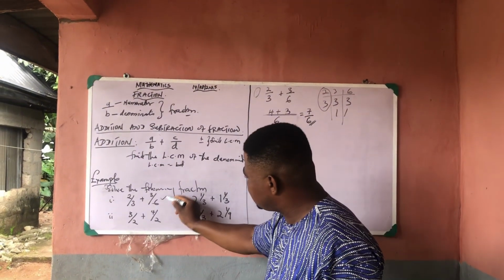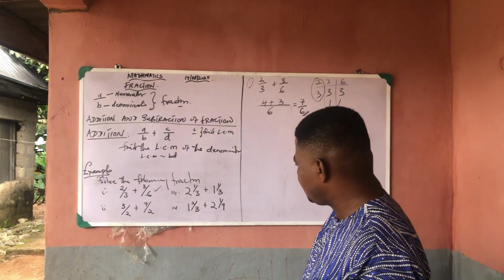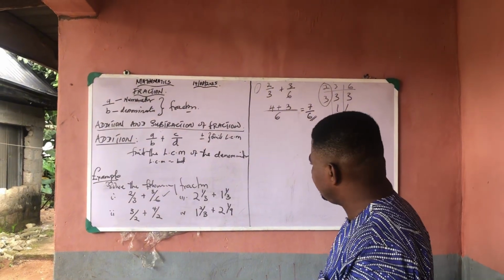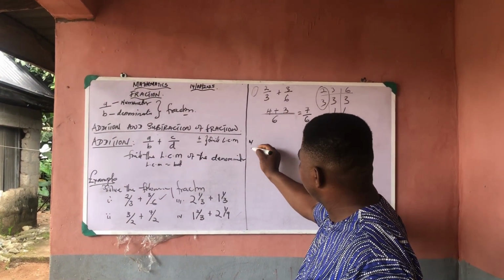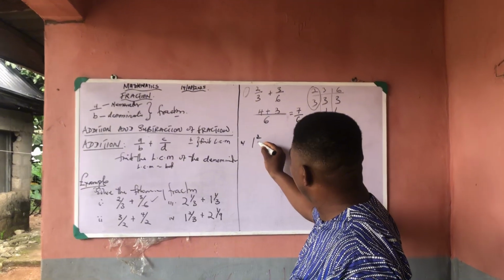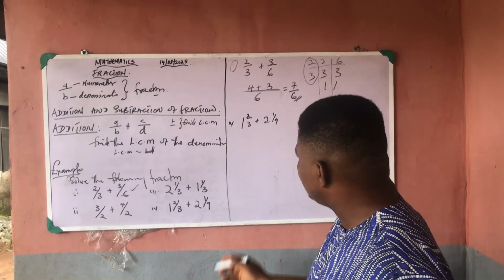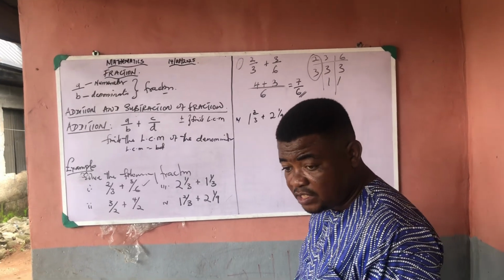Now I have solved this. I'll solve one more and I'll ask you to solve the remaining one. Let me solve this one. So how do you solve it? You have this number IV now. You have 1 whole number 2 over 3 plus 2 whole number 1 over 9. These are mixed fractions. So before you start solving, you have to convert it first to what?